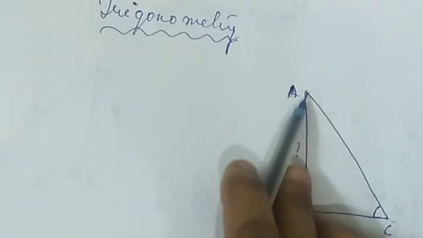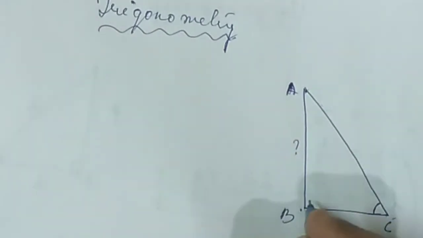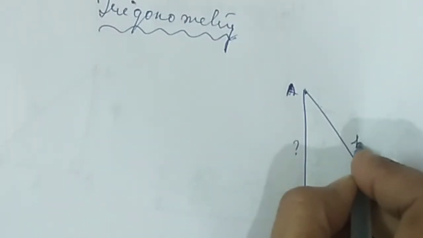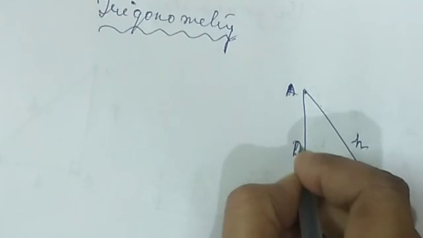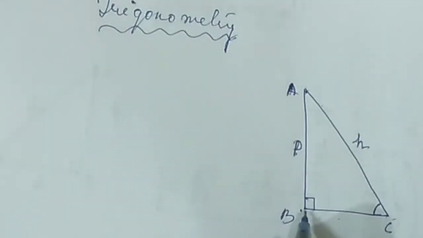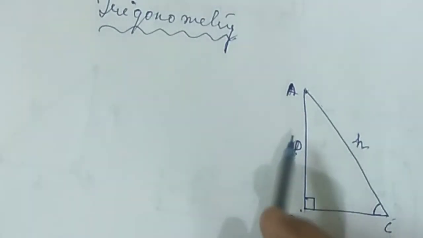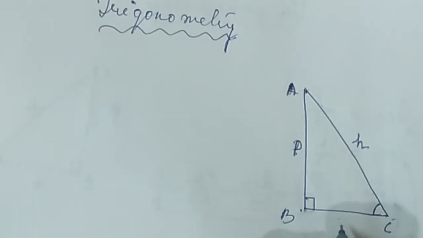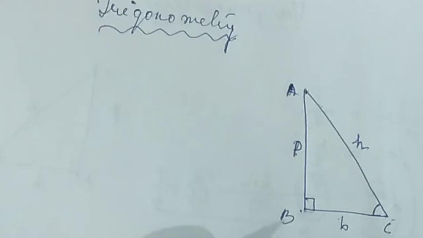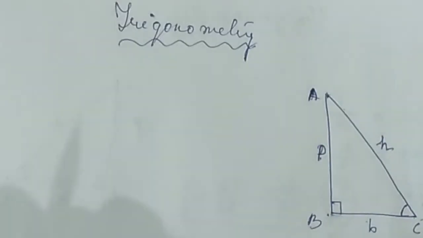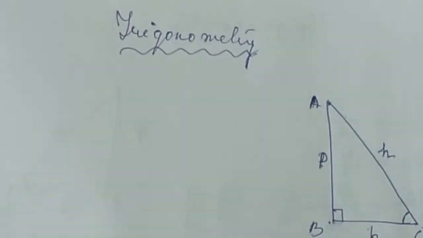Now if it is a right triangle, at point B a right angle is formed, then opposite to the right angle we call it the hypotenuse. The standing line at the point B is called perpendicular and the lower side is called base. Now using these three quantities, we can find the trigonometric ratios.